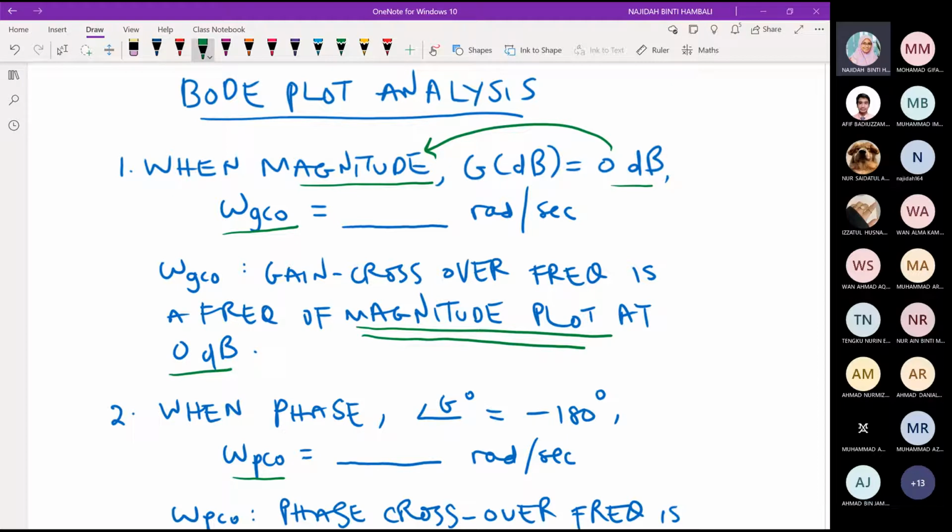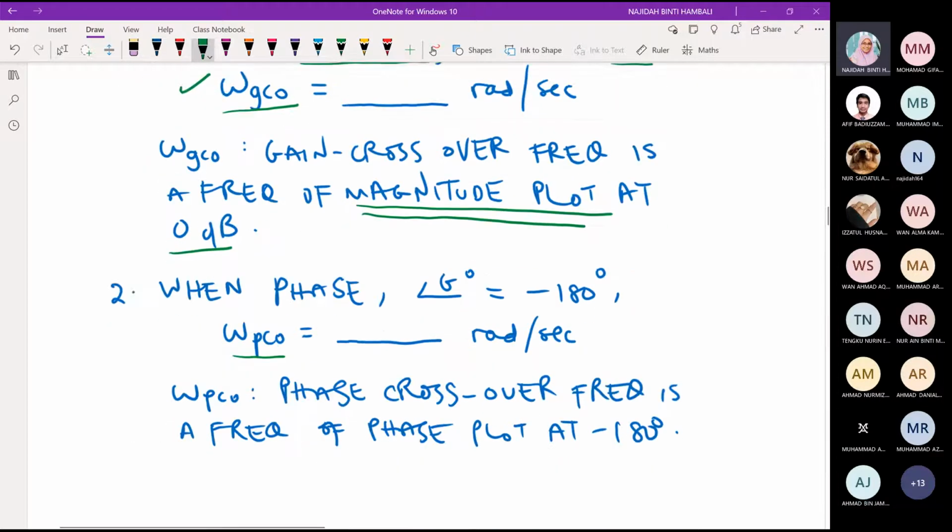Some questions specifically mention determine gain crossover frequency, phase crossover frequency, gain margin, phase margin. So you need to provide these answers correctly. Label with the correct label, omega GCO, gain crossover frequency. The unit must be radian per second. So at 0 dB, determine your gain crossover frequency. This is the first step.